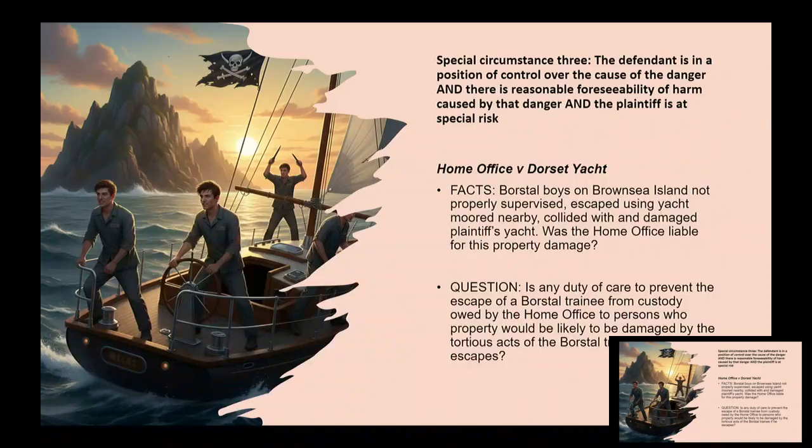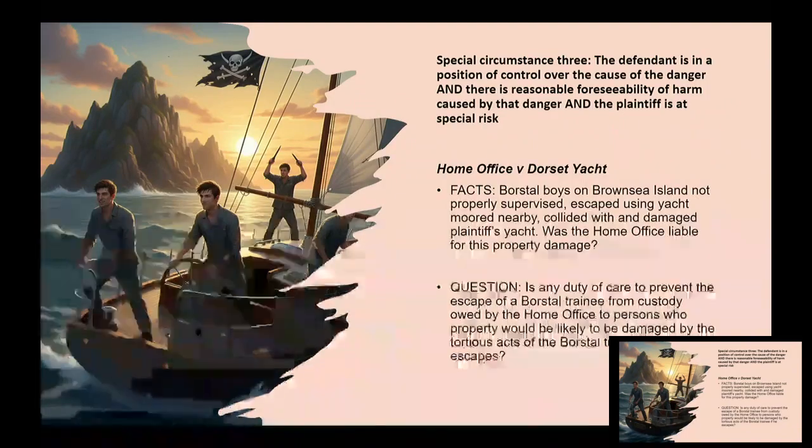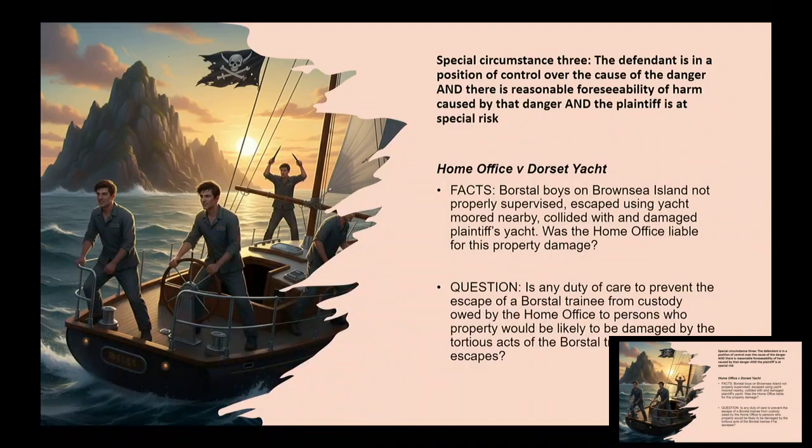This yacht was then damaged by the collision and by the subsequent conduct of the Borstal escapees after they then boarded the claimant's yacht. So the question was, did the Home Office owe a duty of care to persons whose property would likely be damaged by the tortious acts of the Borstal trainees if they escaped, to prevent the escape of the Borstal trainees from custody?